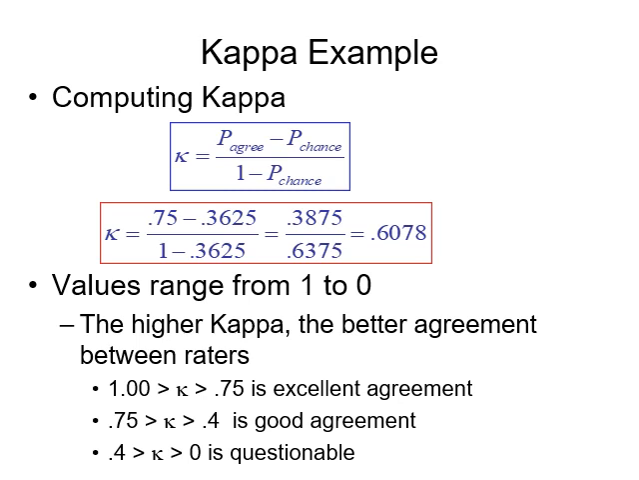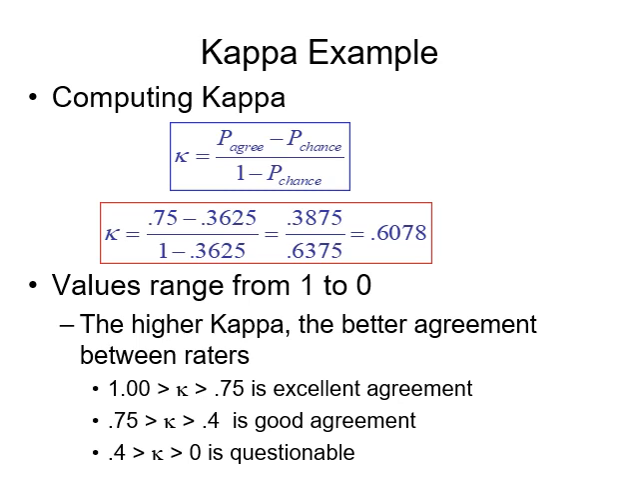The values of Cohen's kappa will range between 0, absolutely no agreement, to 1, perfect agreement. And the higher the kappa, the better the agreement. Generally, as a rule of thumb, 0.75 or better is excellent agreement, 0.4 to 0.75 is decent agreement. There's a pattern there. And that's what we find in this data set.